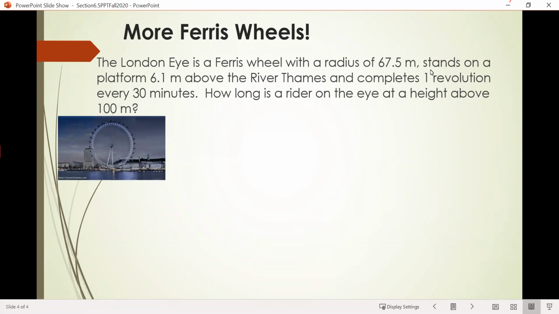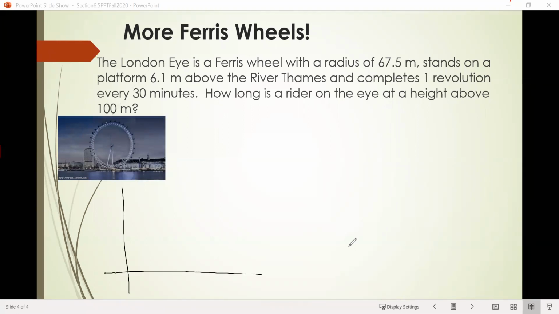Now, as you may have figured out from section 6.1, to model these types of problems, it could be helpful to draw a picture, which is what I'll do down here. Also, we need to write an equation here before we can start to tackle this problem about how long someone's above a height of 100 meters, right?